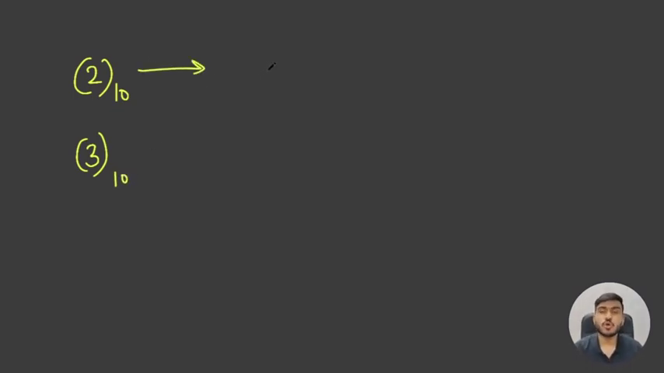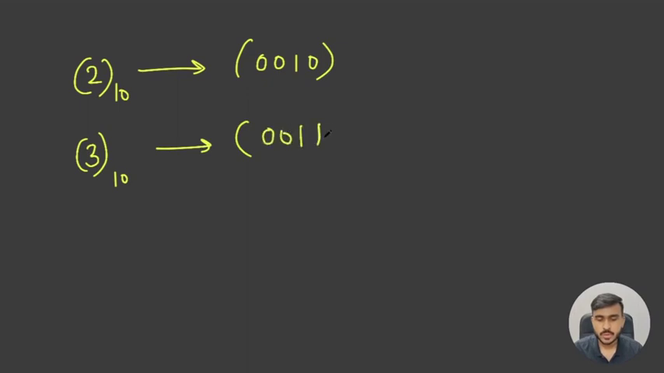Now focus very carefully. Let's say my number is 2, which is an even number. So let's take two examples. The first number that I'm going to take is 2 in decimal, which is an even number, and let's take one more number, say 3, which is an odd number. Let's quickly convert them into 4-bit binary. So 2 is going to be 0010, correct, and 3 is going to be 0011. This is the binary conversion of 2 and 3.